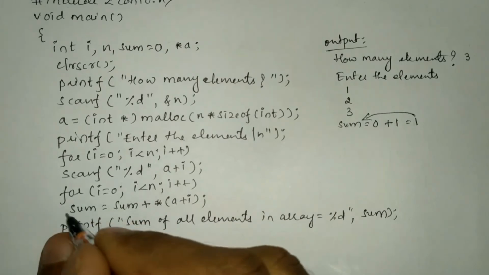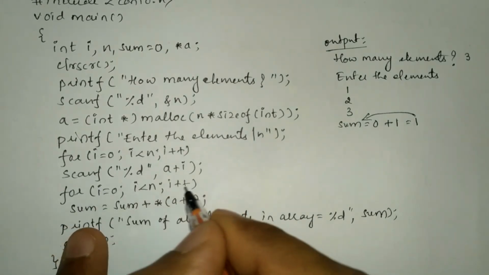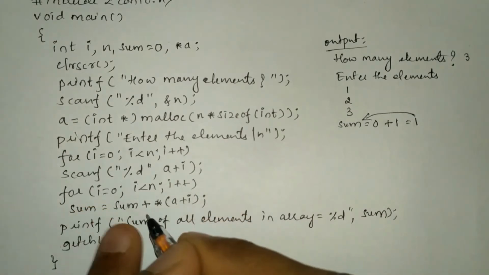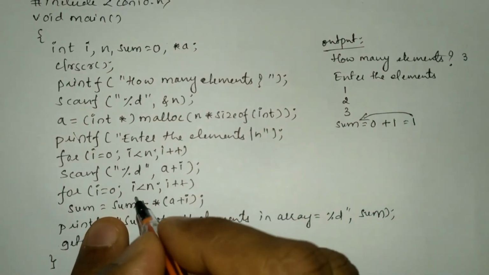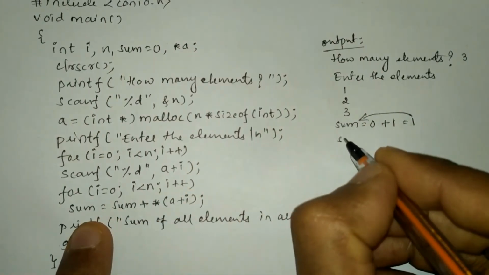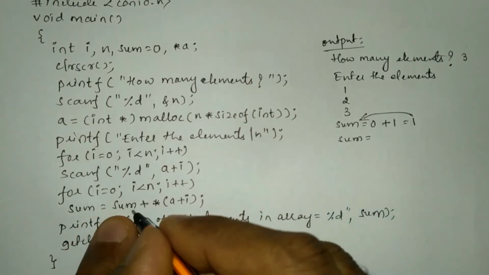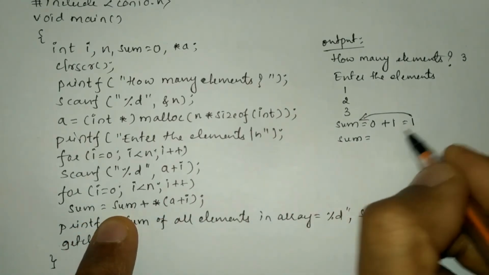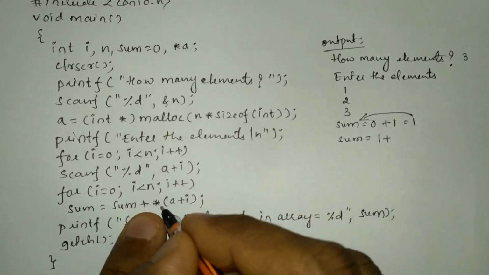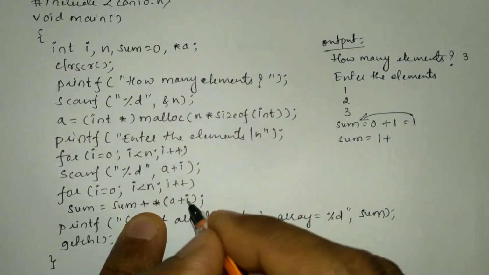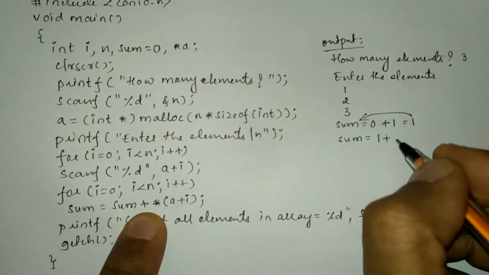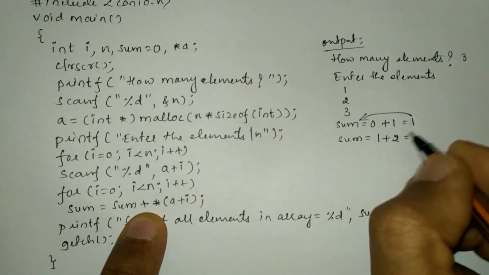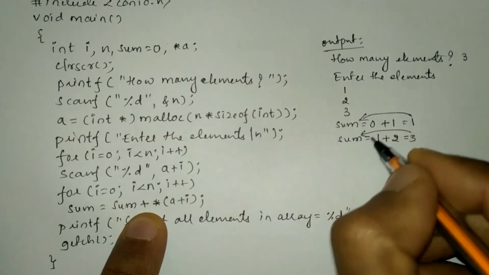Next, iteration takes place again, control transfers to the for loop by incrementing the value of i by 1, because of this i++. Now i is equal to 1, 1 is less than 3, correct? Hence it is true. Once again this statement will get executed, sum = sum, this time sum value is set to 1, 1 plus *(a + i). a + i means a + 1, that is index number 1 consisting of value 2. So it is going to add 2 to 1. So it will become 3. So this value will be stored in sum.